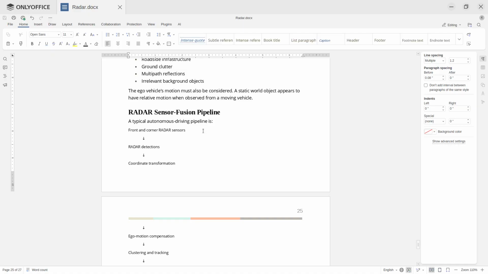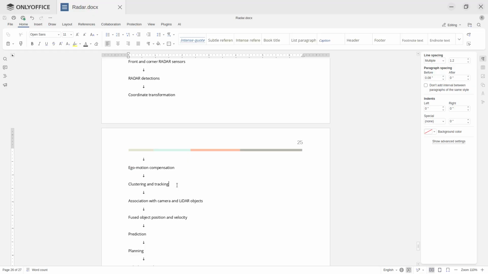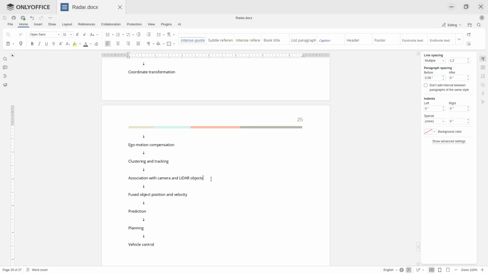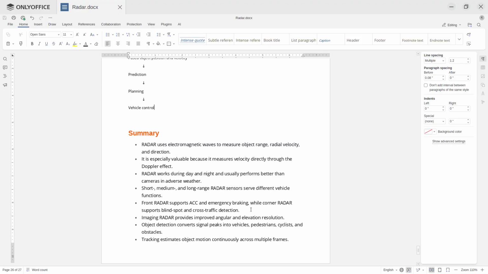So, radar sensor fusion pipeline, how does it look? A typical autonomous driving pipeline is front and corner radar sensors, radar detection, coordinate transformation, ego motion compensation, clustering and tracking, association with camera and LiDAR objects, fused object position and velocity, prediction, planning, vehicle control.